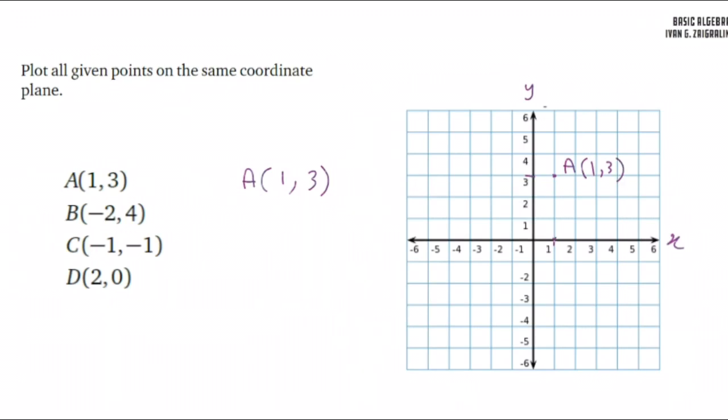The next point is B, which has x coordinate -2 and y coordinate 4. And on this plane, on the x-axis we find the point -2, and on the y-axis we find the point 4. And here is the point B.